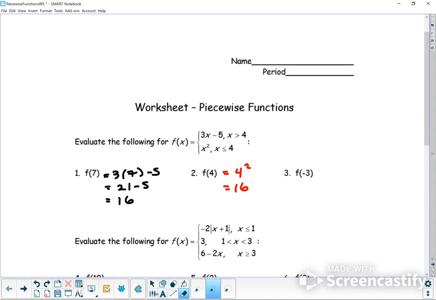The last one, we want f of negative 3. Negative 3 is less than 4, so we're going to use this equation again. This is going to be equal to negative 3 squared. I'm putting parentheses around this because some of you are using calculators, and if you put it into a calculator, you need to put it in this way, which will get you positive 9.